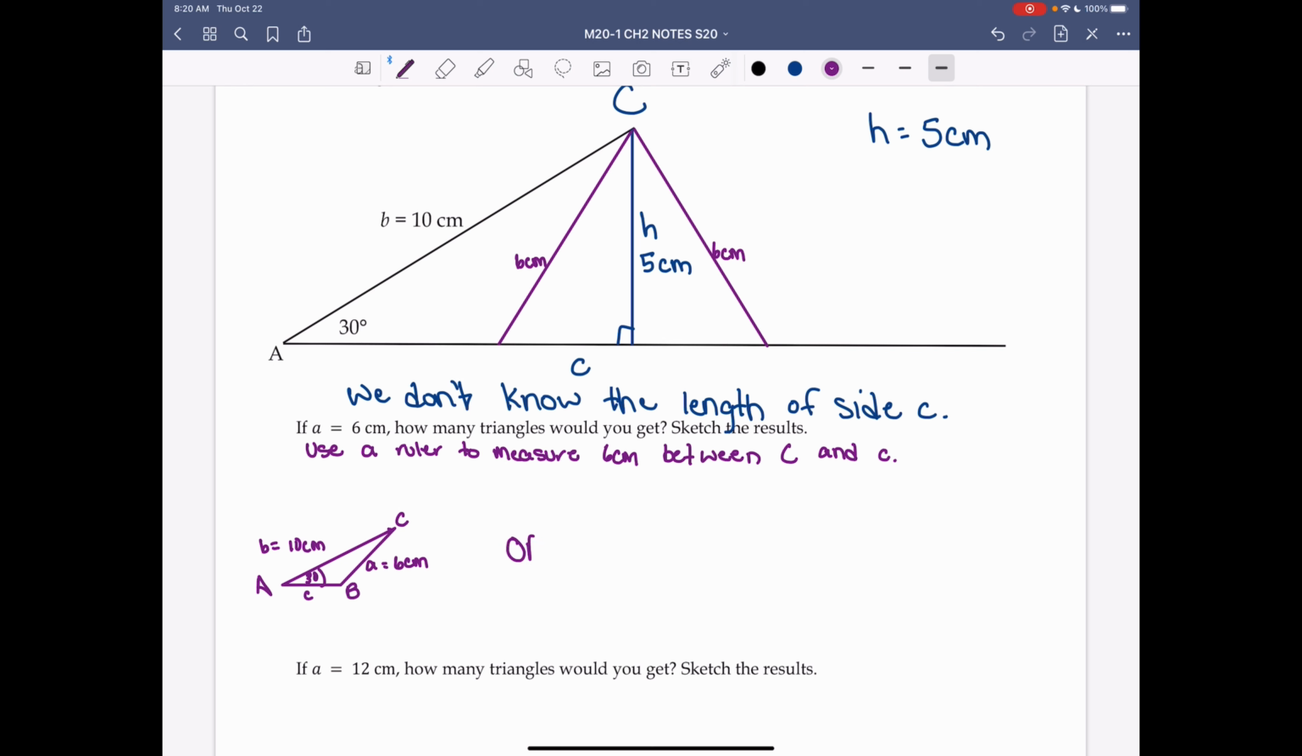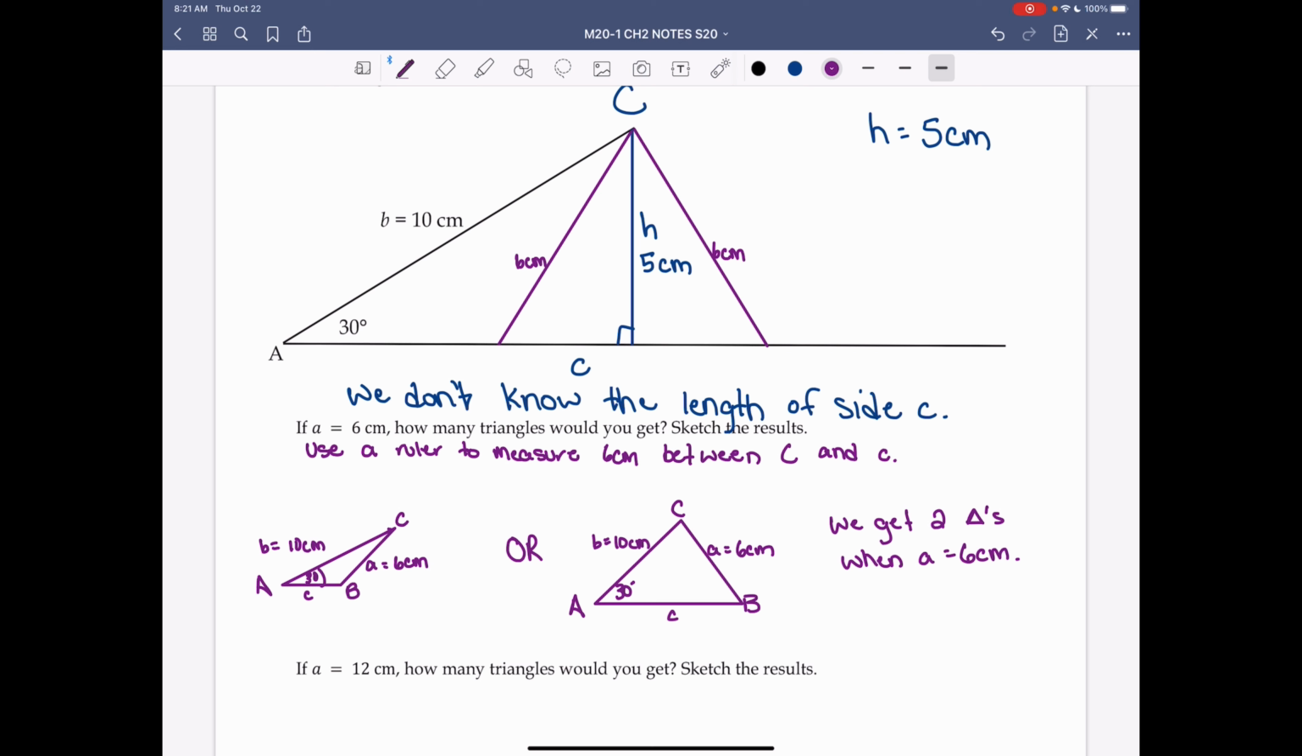Or the other triangle that we got looks something like this. We still have 30 degrees for angle A. We don't know angle C. We don't know angle B. Side B is 10 centimeters. Side A is still 6 centimeters. And we don't know side C. So in this situation, we get two triangles when A equals 6 centimeters.